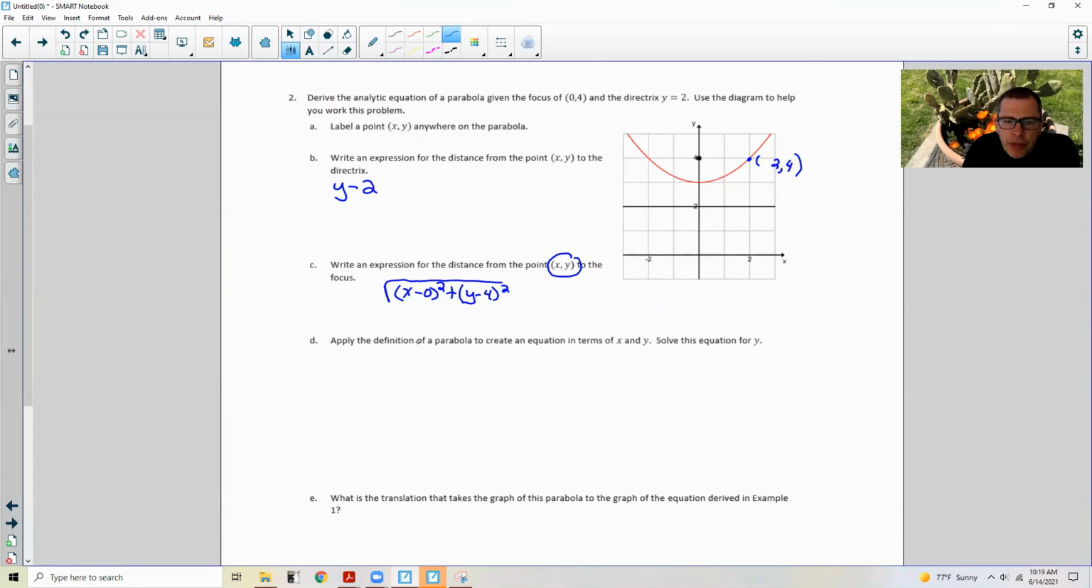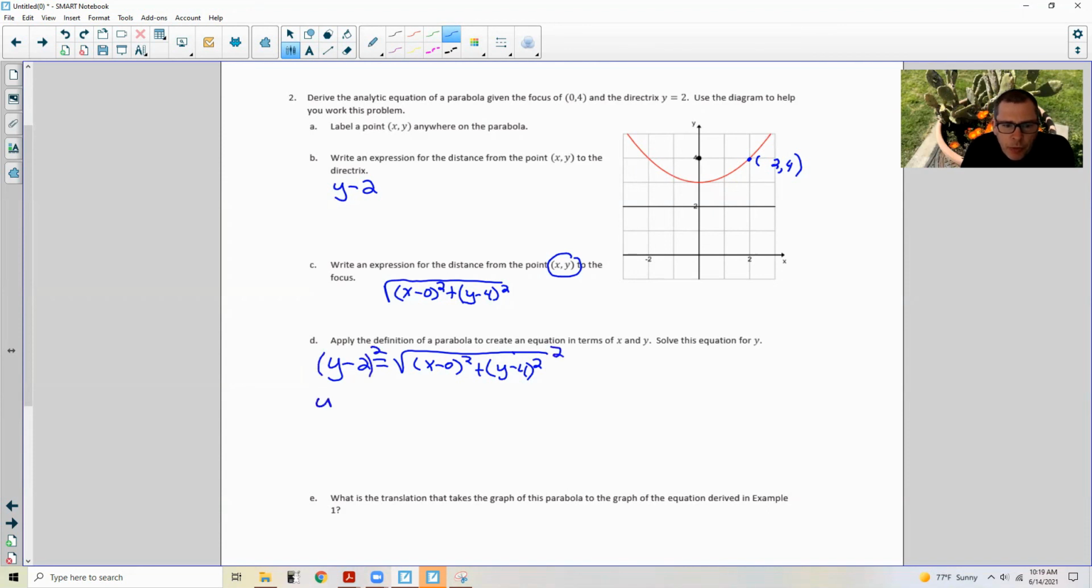Part D says to apply the definition of a parabola to create an equation in terms of x and y and solve the equation for y. So all they're telling us to do is take our expression from B and set it equal to our expression in C. So it'd be y minus 2 equals the square root of x minus 0 squared plus y minus 4 squared. The first thing I'm going to do is solve for y. I'm going to square both sides to get rid of that radical.